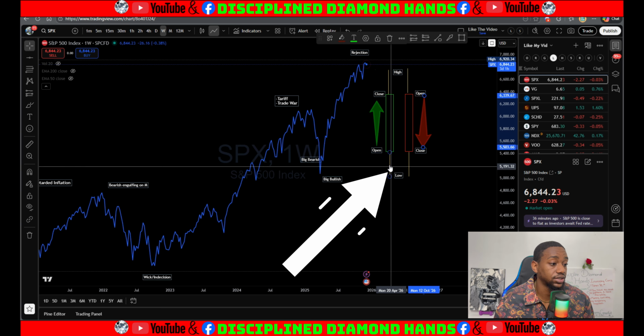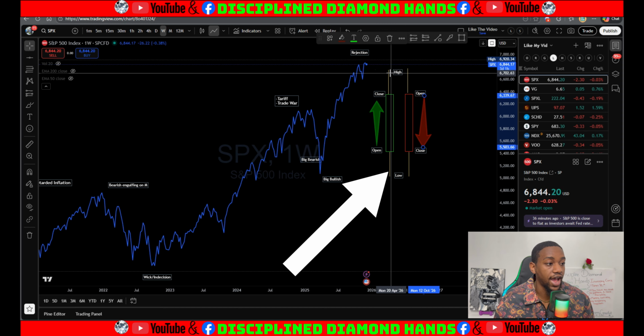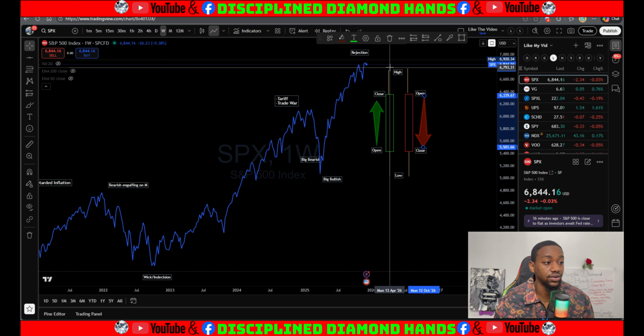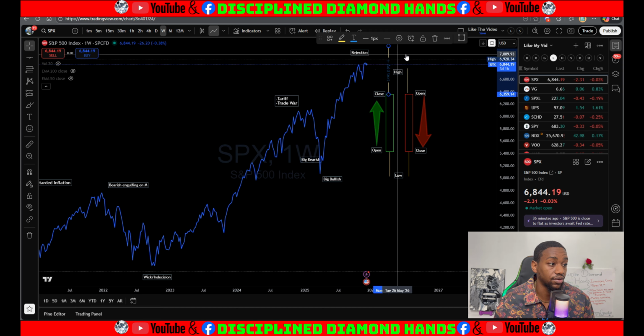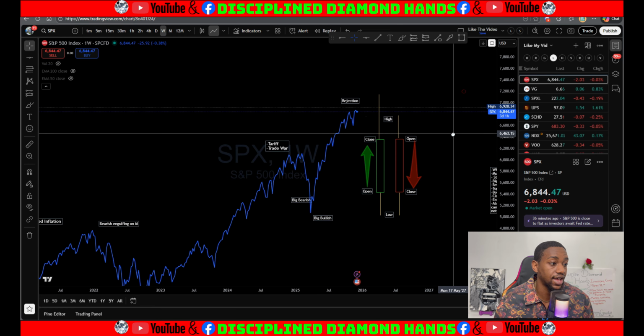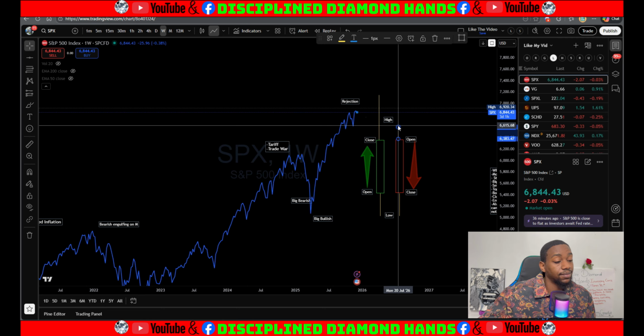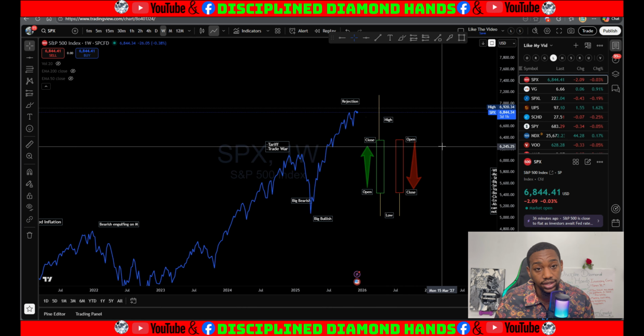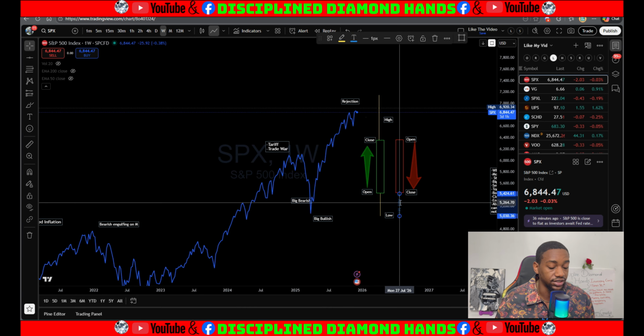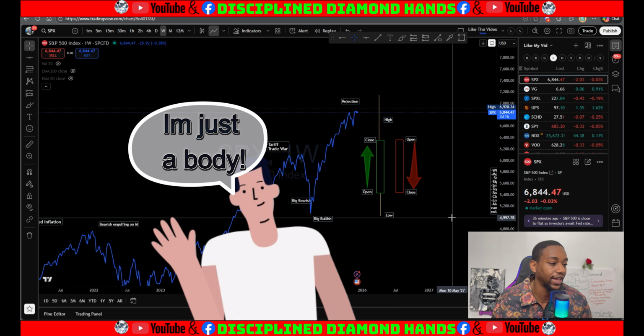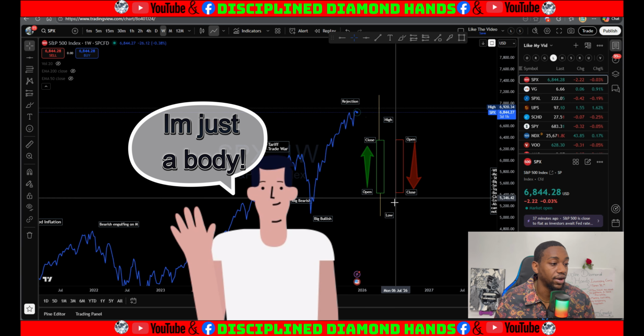The bottom wicks show the low, the top wicks show the high. The wicks represent rejection. The longer the wick is, the more rejection there is within that time frame. The shorter the wick is, the less rejection it has. Sometimes it may not have no wick. No wick means no rejection. Just straight body, straight bullish momentum or bearish momentum.